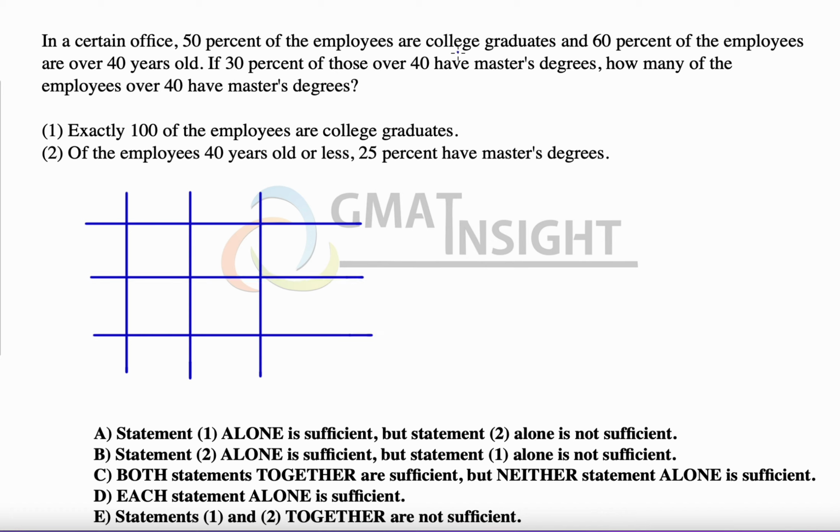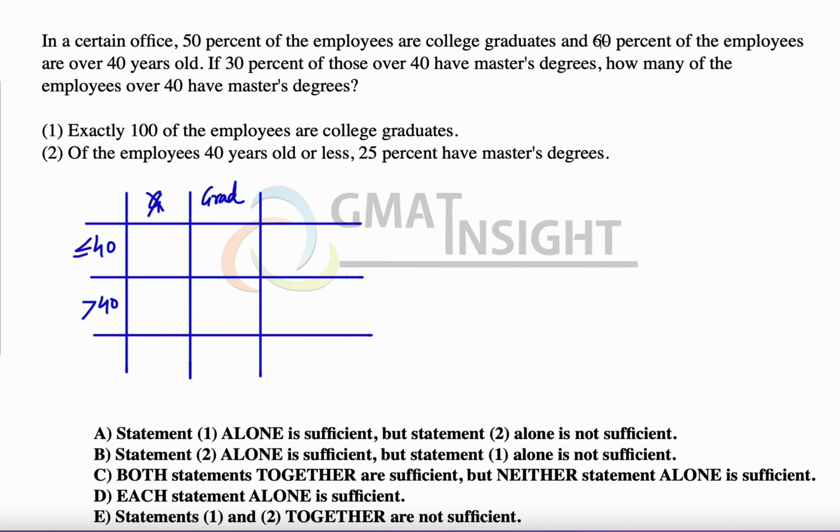Now 50% of the employees are college graduates. So there are certain people who are not graduates, there are certain people who are grads, and 60% of the employees are over 40. So that means there are people who are over 40 years and people who are less than or equal to 40 years old. Now let's assume that the total population is 100.